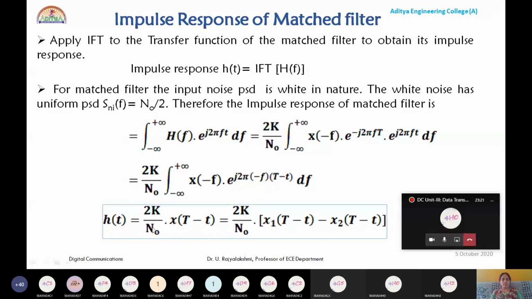So it will be equal to 2k by N0 times, if you observe this whole equation, the integral from minus infinity to plus infinity of capital X of minus f into e power j 2 pi of minus f into capital T minus small t df. If you observe this equation, it is nothing but the inverse Fourier transform of capital T minus small t. So we replaced this whole function as small x of capital T minus small t. This is nothing but the input signal shifted by the bit duration.